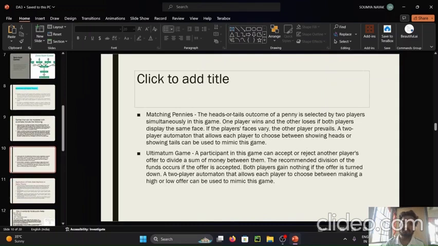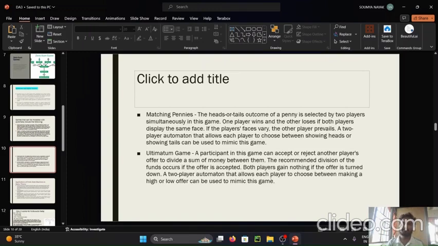And moving to the next example, that is matching pennies. What happens here? The head or tail outcome of a penny is selected by two players simultaneously in this game. One player wins, the other player loses. If both players display the same face, one player wins; if the faces vary, the other player prevails. It is a two-player automaton that allows each player to choose between showing heads or showing tails. So this is the same thing we have discussed in the previous dilemmas.